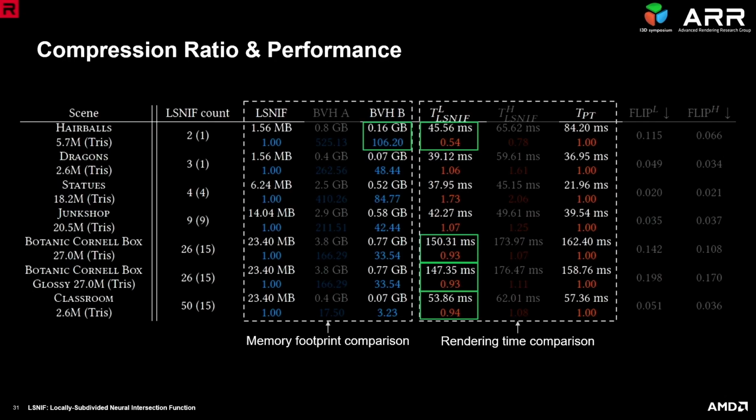And the other thing is LSNIF can achieve better performance for multiple machines compared to path tracing, especially for complex machines and machines with many instance objects. So if you want to know more detailed comparison, please check out our paper later.